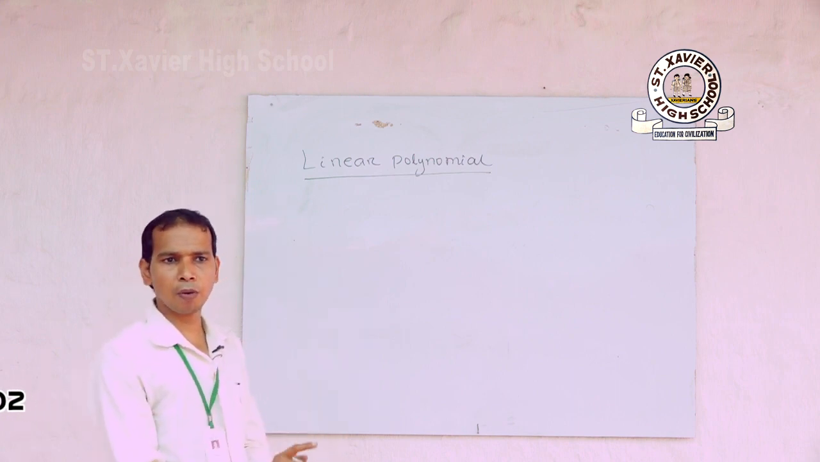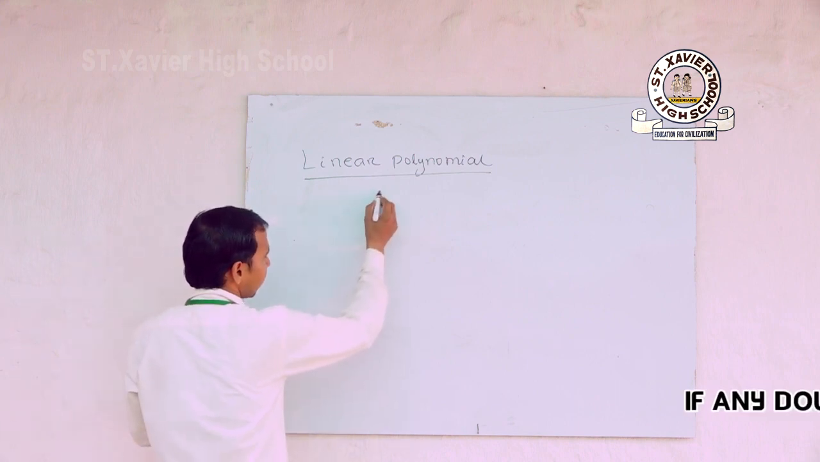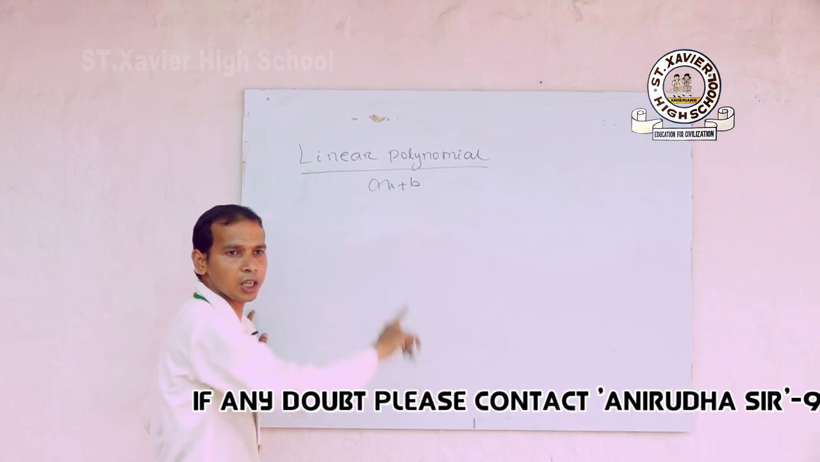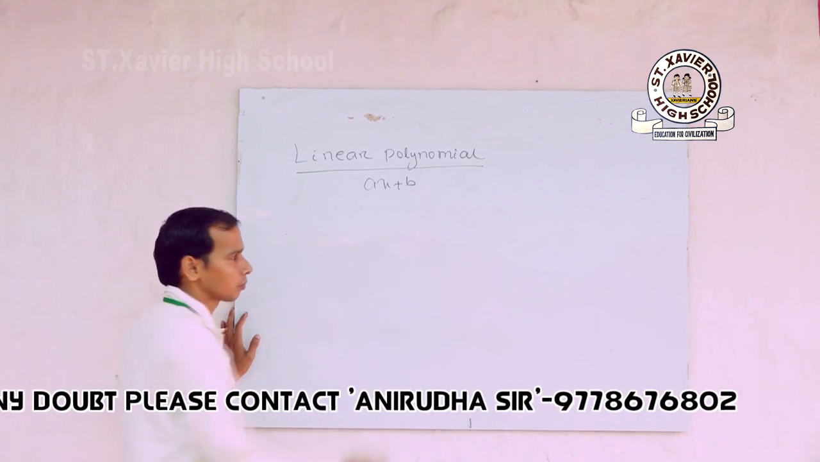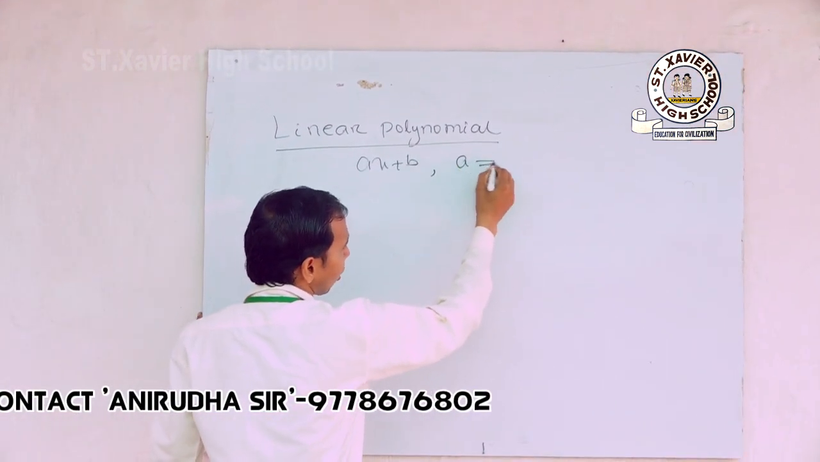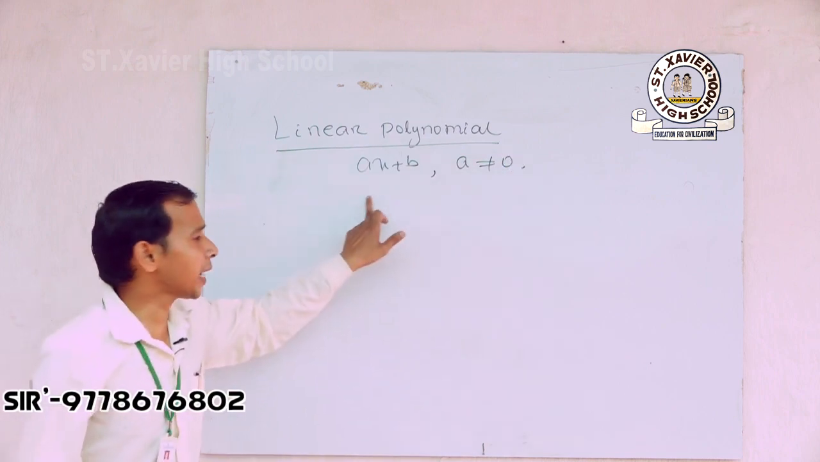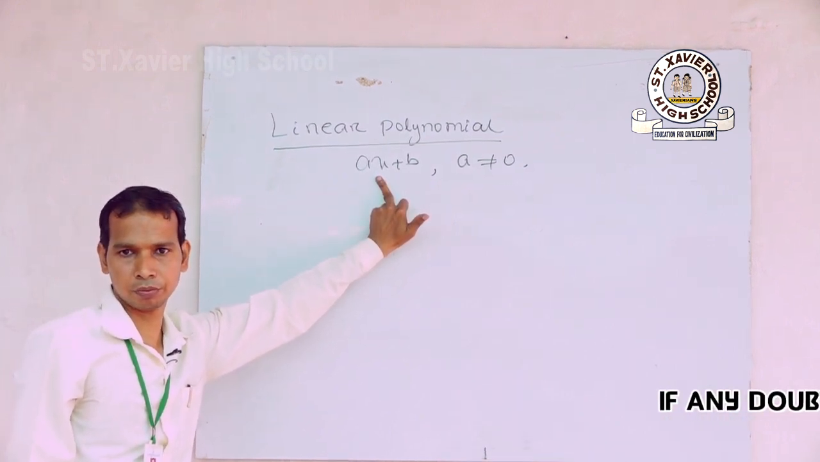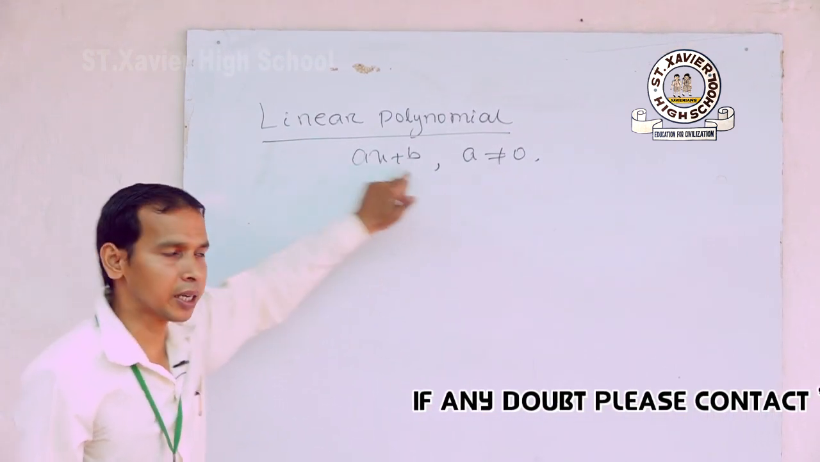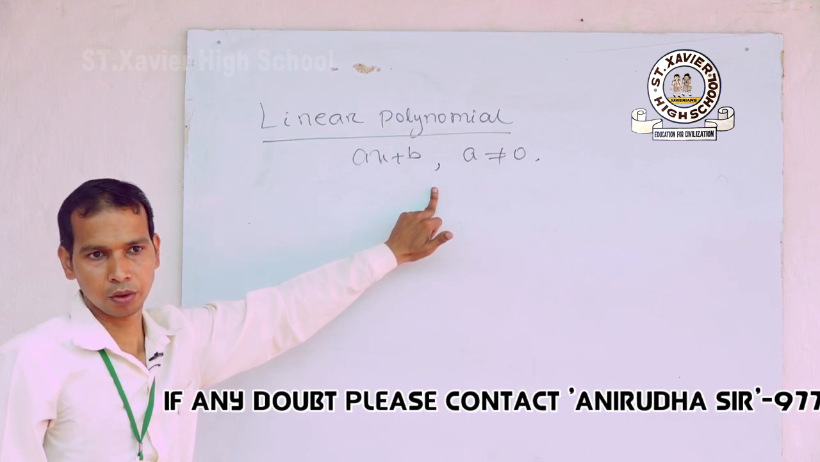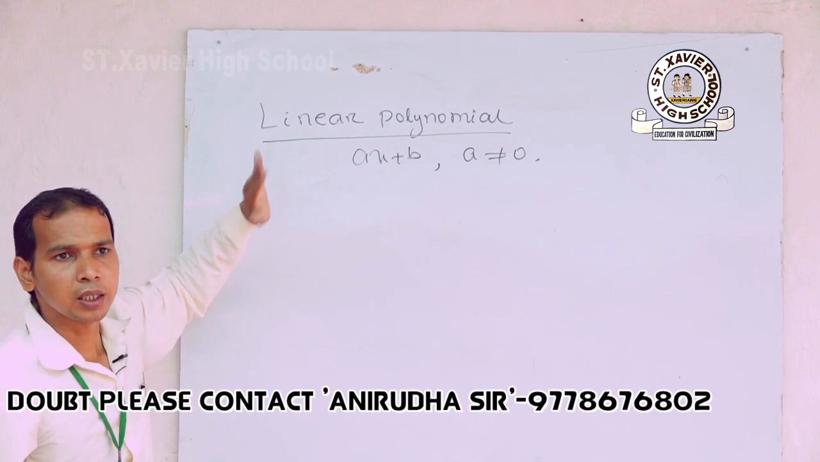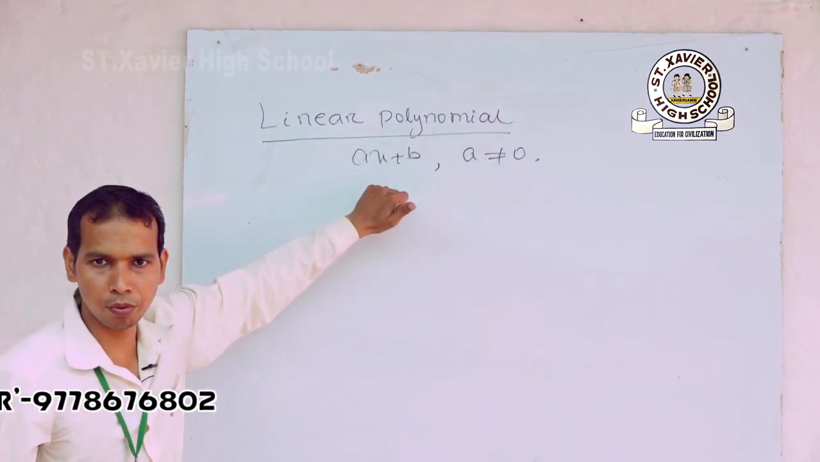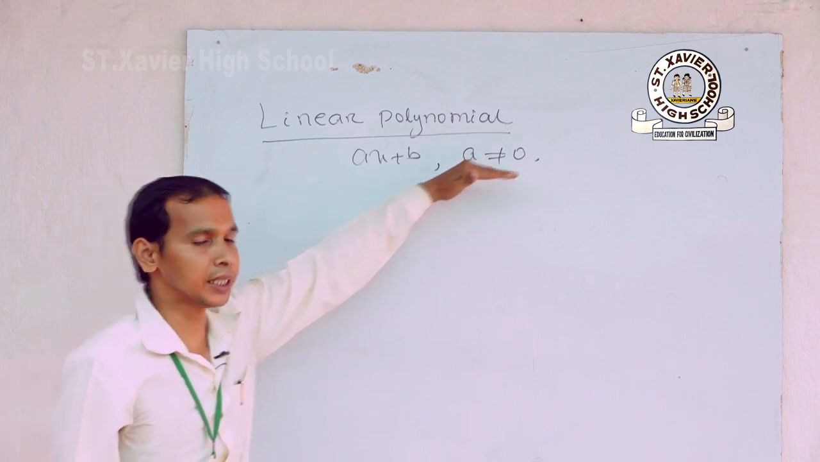The standard form of a linear polynomial is ax plus b, where a not equal to 0, a and b are constants and x is the variable. Here b may be 0 but a can never be 0. So a linear polynomial is the polynomial in which the maximum power of the variable is 1.